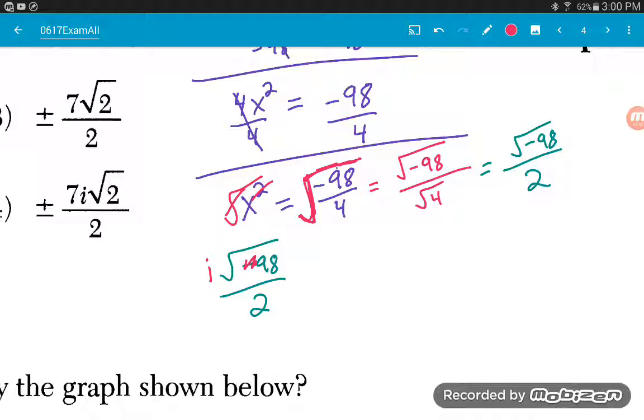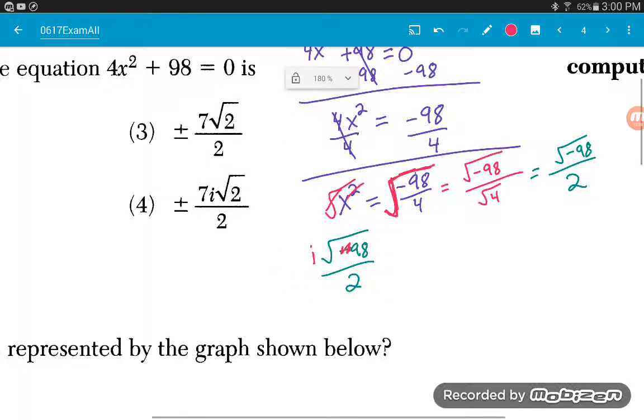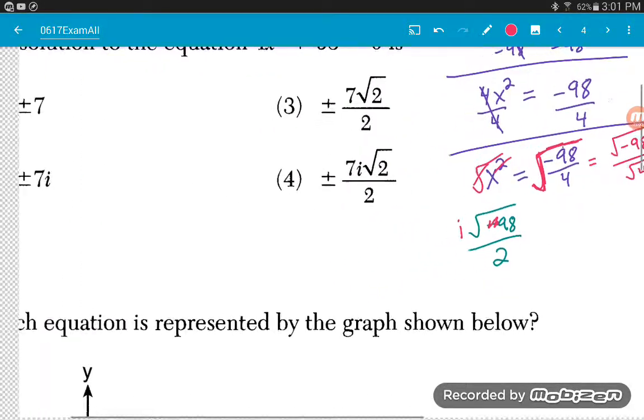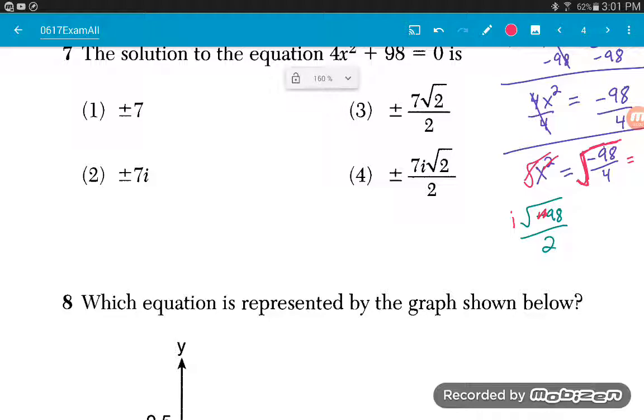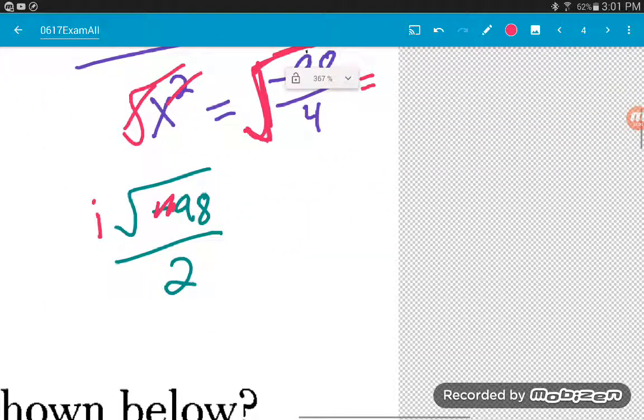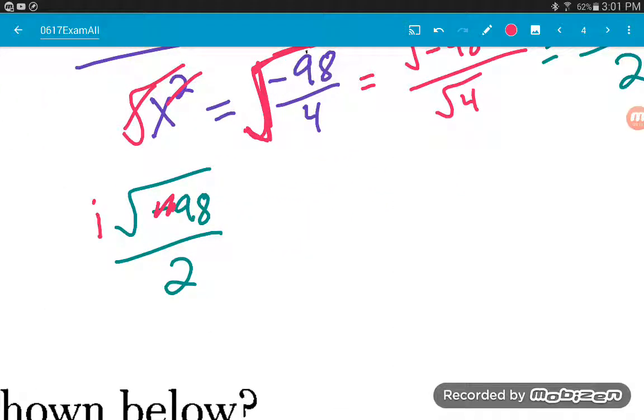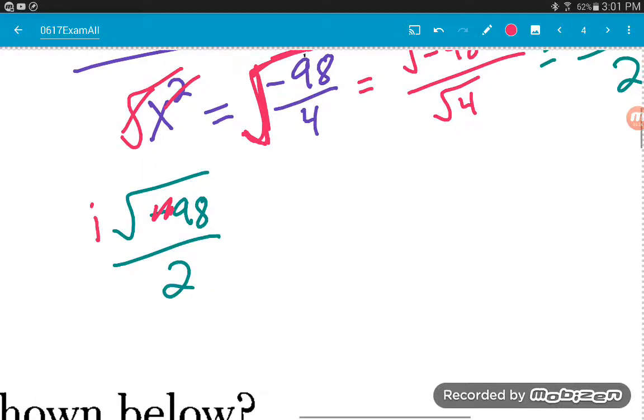Now, we know that 98 can't stay under there because there's no 98s in the answer choices. Look at them. No 98s. So I have to try to simplify that underneath the radical. The way that we simplify anything under a radical is we're looking for a perfect square that divides into it. So we're checking, is it divisible by 4? Is it divisible by 9? Is it divisible by 16? Is it divisible by 25?